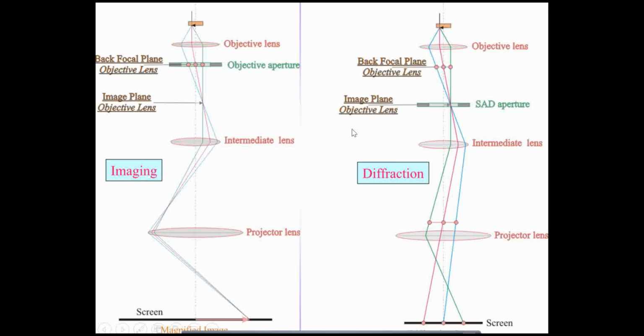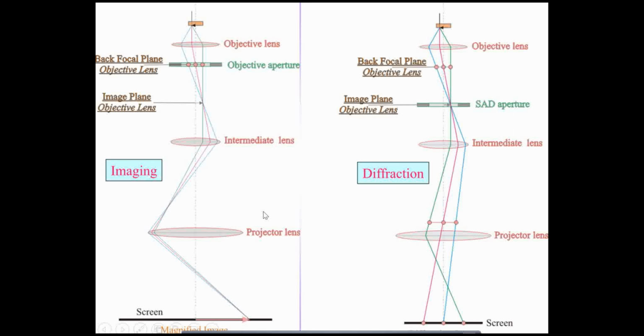Then this part is basically the magnifying part. So the intermediate lens and projector lens are the magnifying part. This is almost similar to your optical systems. TEM is almost similar to an optical system.